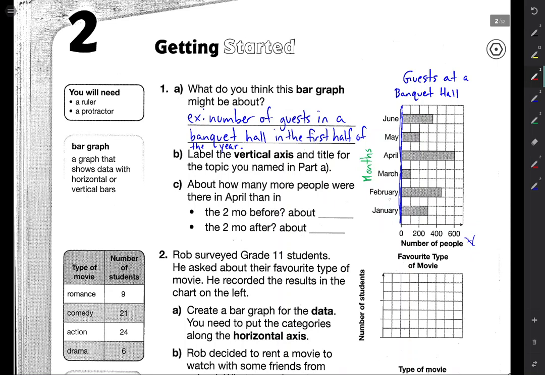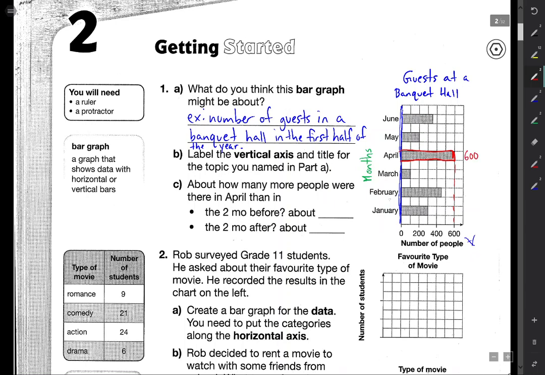So in part C, they're asking about how many more people were there in April than in the 2 months before and the 2 months after. So first, let's just look at how many people were there in April. So if we follow our graph and we read this, April had 600 people.